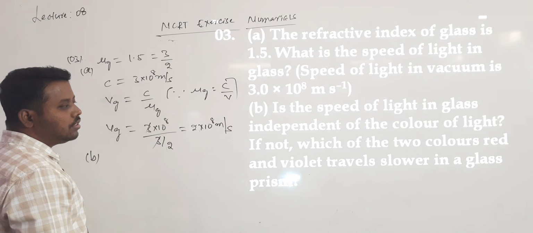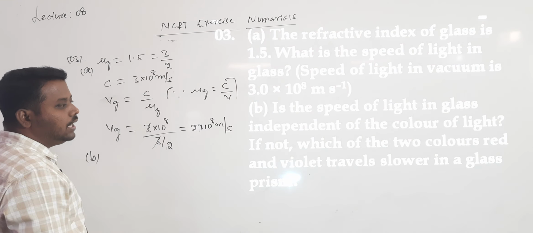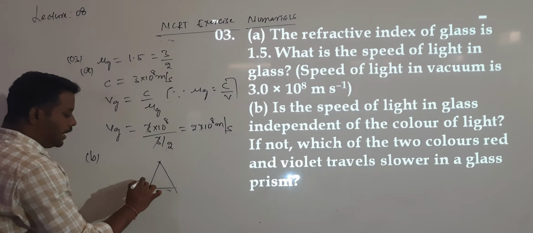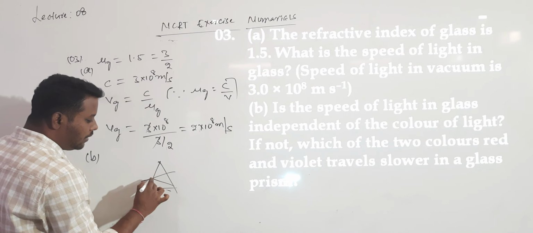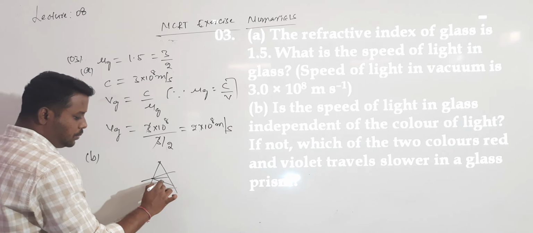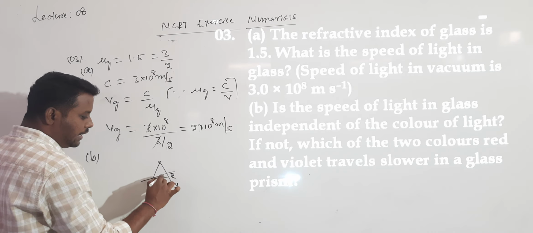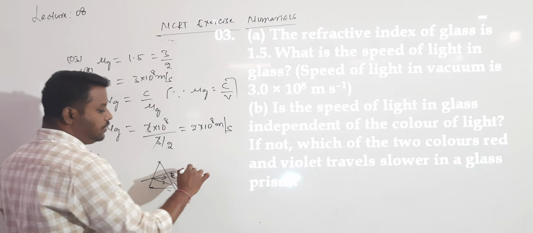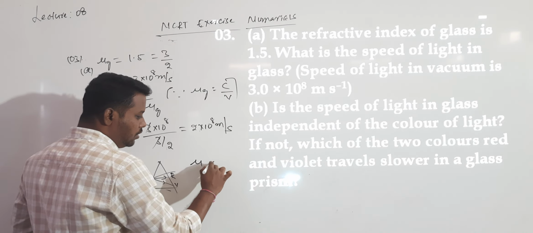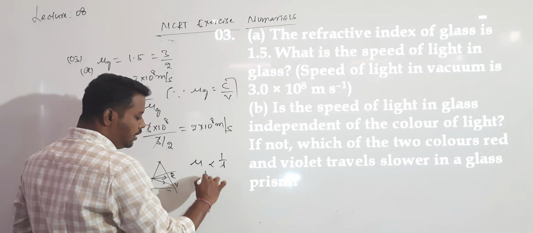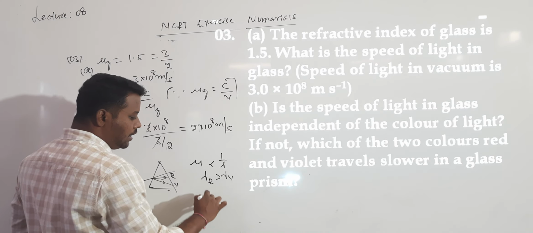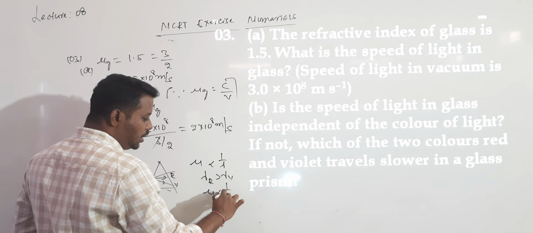Which of the following two colors, red and violet, travels slower in a glass prism? So you know that in a glass prism, when we allow white light to pass, light rays will split, so this will be of violet color and this will be of red color. The dispersion is because the refractive index value is different for different colors. Refractive index is inversely proportional to wavelength. The wavelength of red color is more than the wavelength of which one? Violet color.